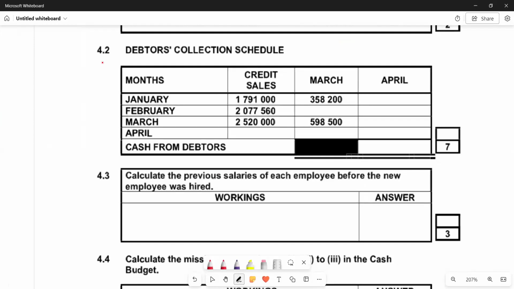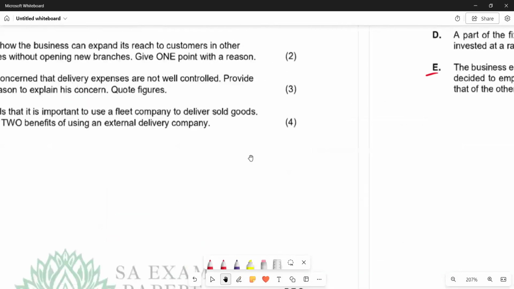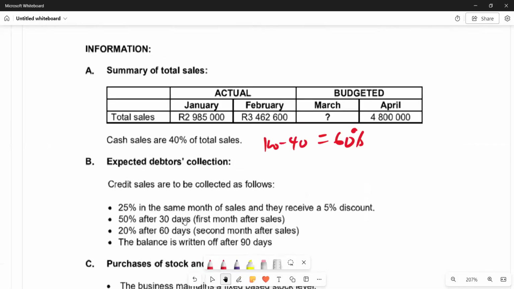The first figure that we want to find is the credit sales for April. So we go to the information that we are given and try to see if we have any hint that is going to lead us to credit sales for April. We have budgeted sales of 4,800,000. Remember the proportion that we calculated for our credit sales, which is 60%.